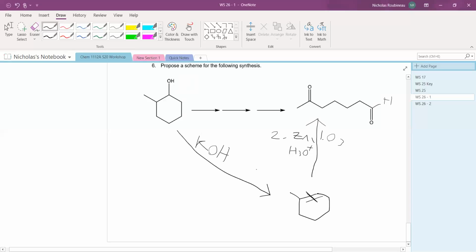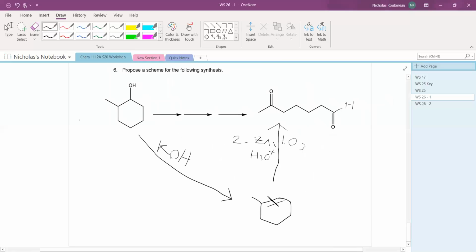But KOH is a reagent we can use, and the solvent is, did I draw an extra carbon on the product? Let's see. I have 1, 2, 3, 4, 5, 6, 7. That's a no. I did not.